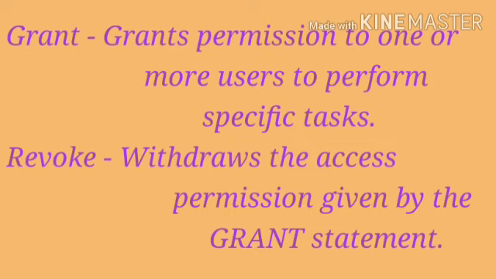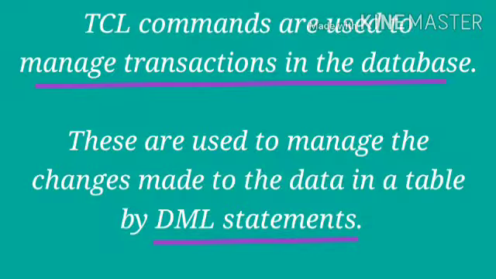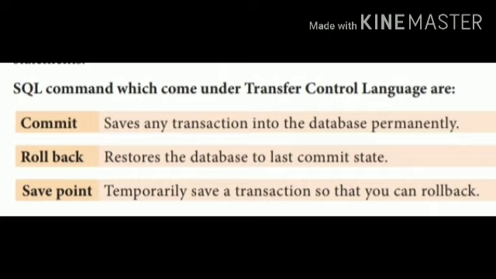The next one is transaction control language, which is mainly used to manage the transactions in the database. It consists of three commands. One is commit, another one is rollback, another one is savepoint. The difference between these three commands: the commit command is mainly used so that any transaction done in the database should be saved permanently.